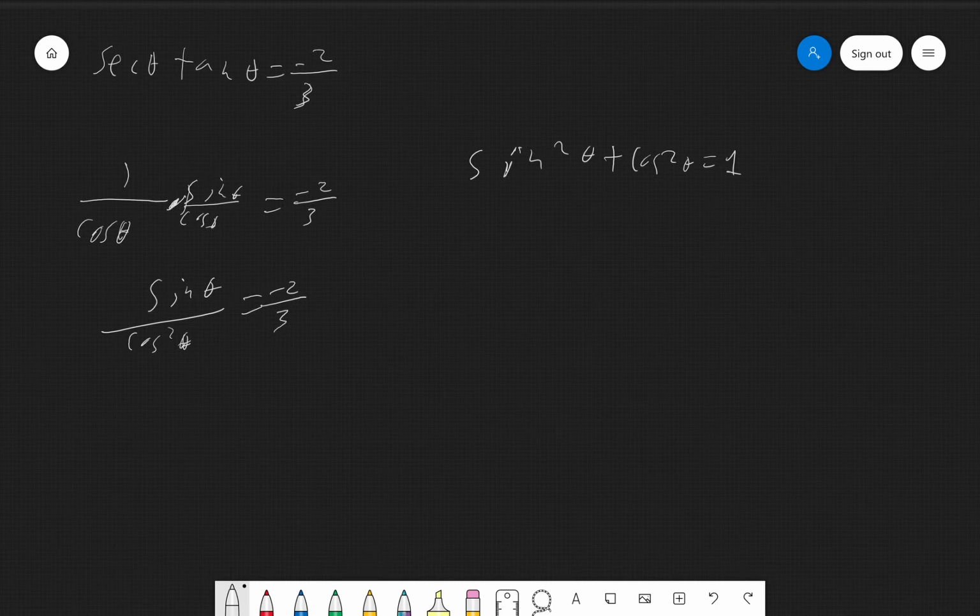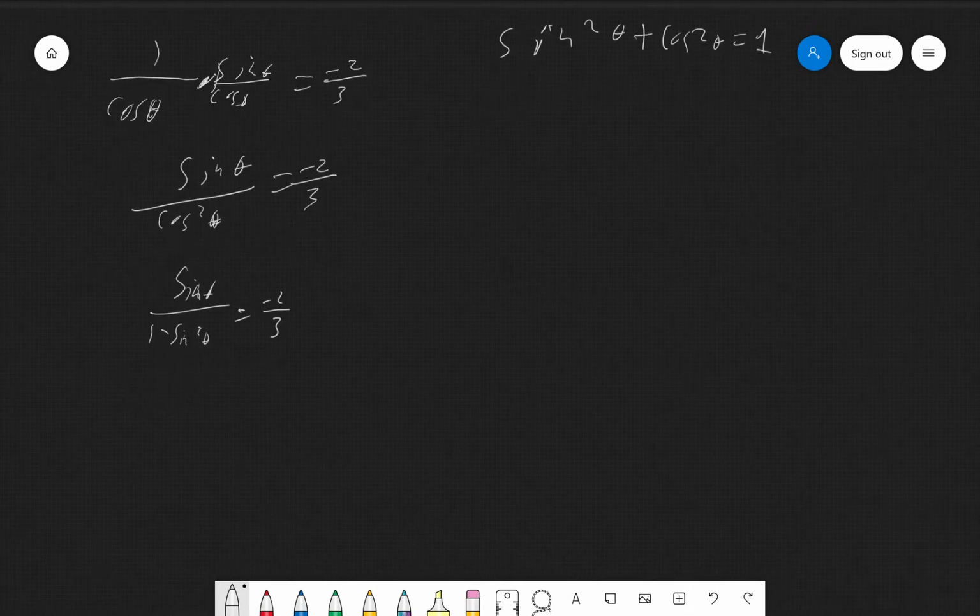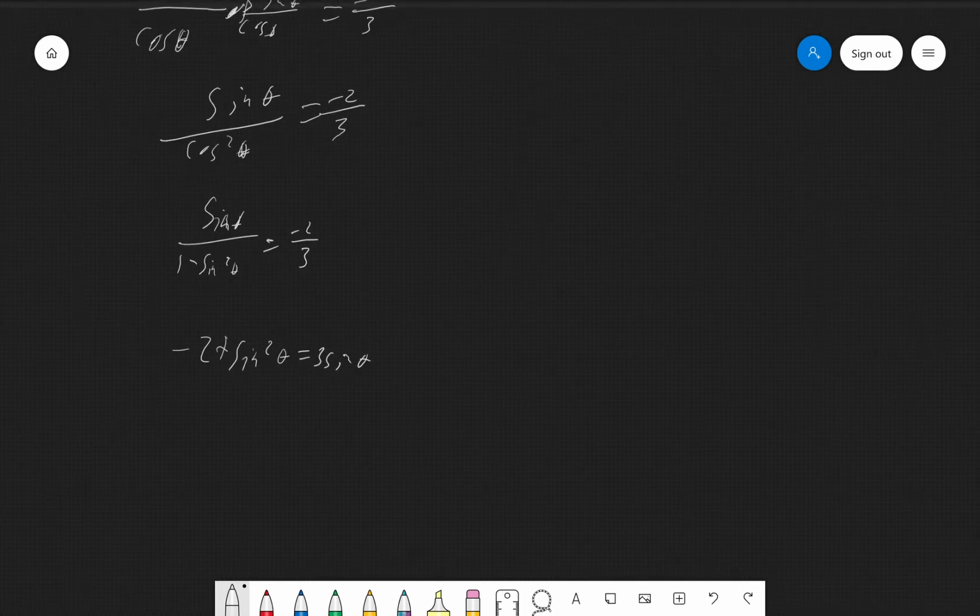That means that the cosine squared of theta is equal to 1 minus the sine squared of theta. So we have sine of theta over 1 minus sine squared of theta equals negative 2/3. That means that negative 2 plus 2 sine squared of theta equals 3 sine of theta, so we have 2 sine squared of theta minus 3 sine theta minus 2 equals 0.